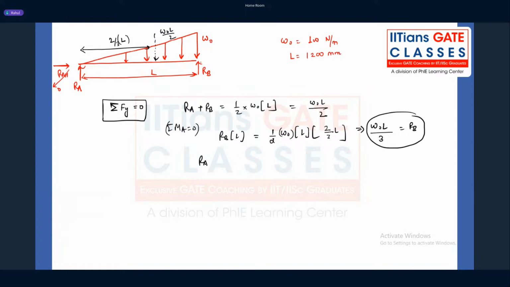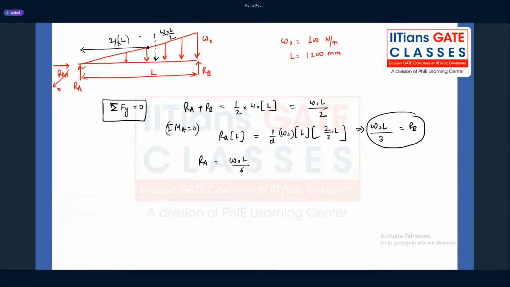What about the RA value? RA value is W naught into L over 6, W naught L over 6. Please try to calculate it. That is the value you are getting for RA. Once you get the values of RA and RB, what you can do directly, you can get the what, guys?